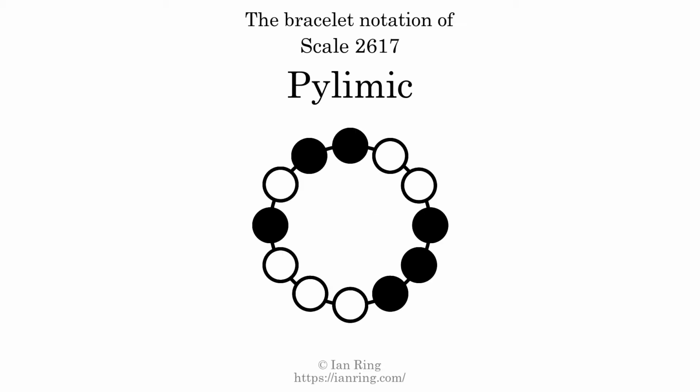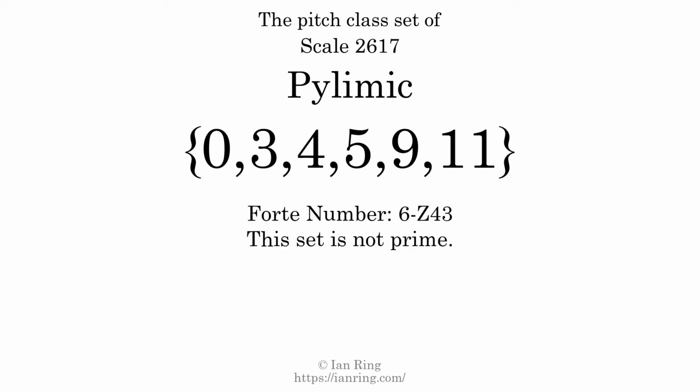This is a bracelet notation diagram of scale 2617. The shaded circles represent tones that appear in the scale, and they are read clockwise, starting at the top. The pitch class set for this scale is 0, 3, 4, 5, 9, 11.